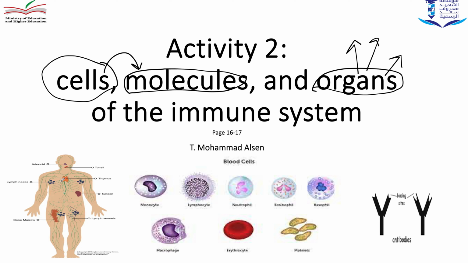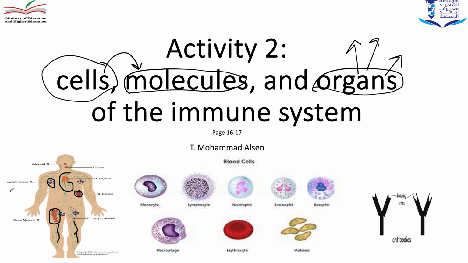Here you can see the organs like the lymph nodes here. The spleen here is an organ. It's very big and large in size. The lymphatic vessels, where lymphocytes pass, are also large in size. The thymus, which is very, very important. The bone marrow here, which is also very important.